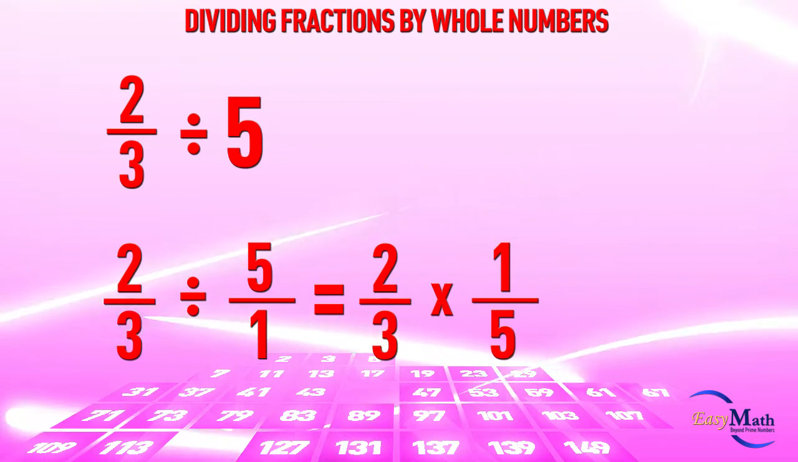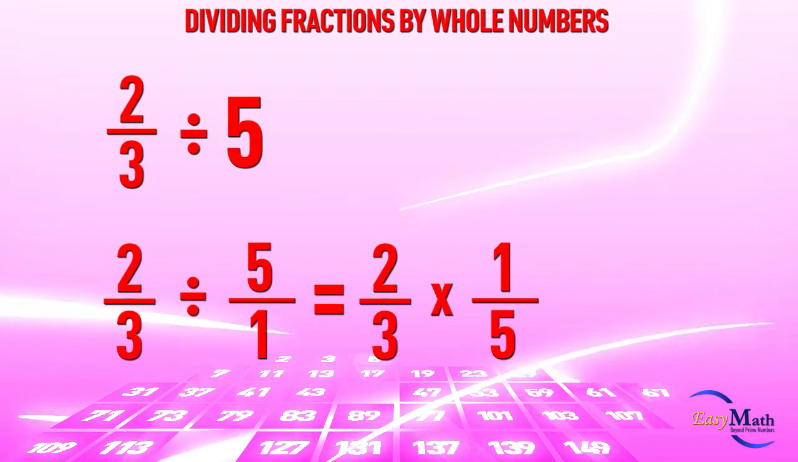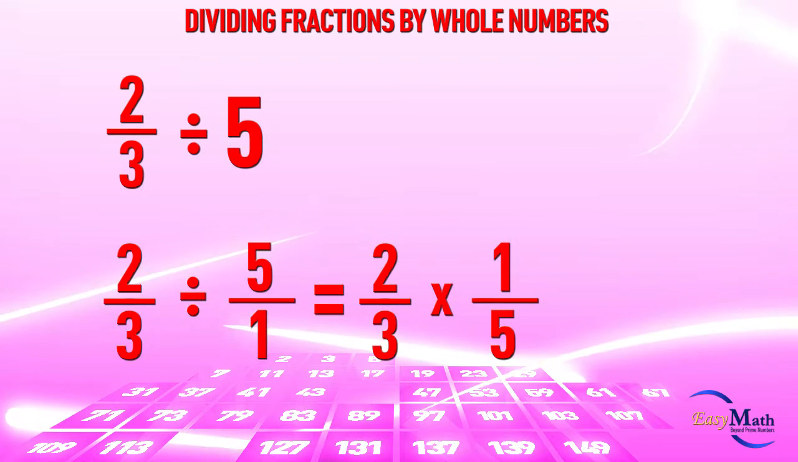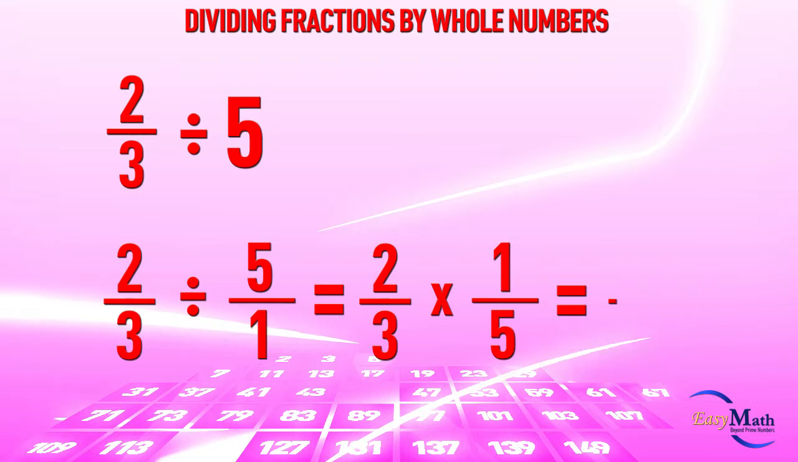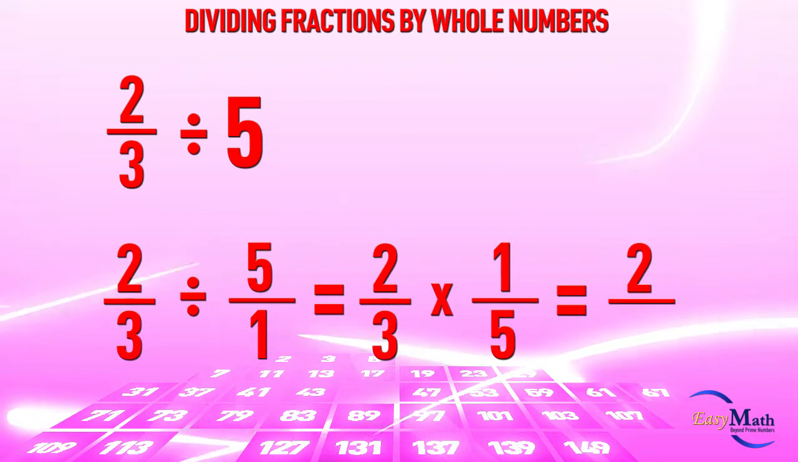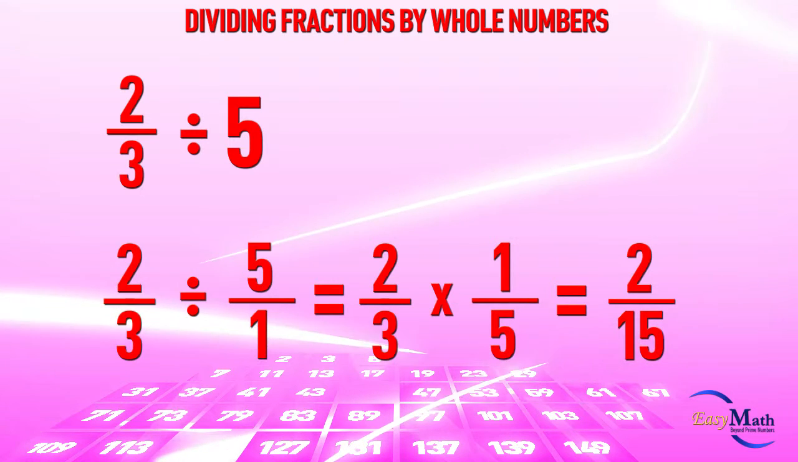As you see here, we took the reciprocal of 5 over 1 and turned it into 1 over 5. Now we can simply multiply across to find our answer. 2 times 1 is 2. And 3 times 5 is 15, and that's our final answer.